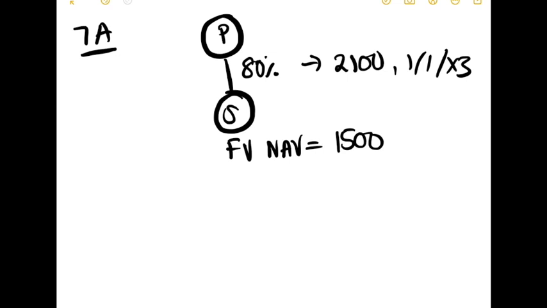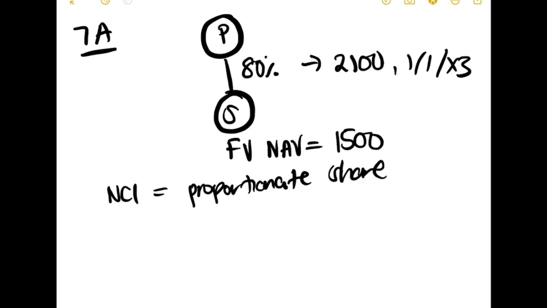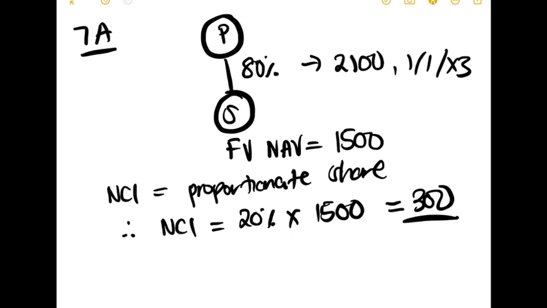Let's remind ourselves here, NCI equals proportionate share. If the NCI is measured at its proportionate share, we can calculate that amount. The NCI effectively is 20%, so we take 20% multiplied by the fair value of the net assets, which is 1,500. That gives us 300. That is the value of the NCI.